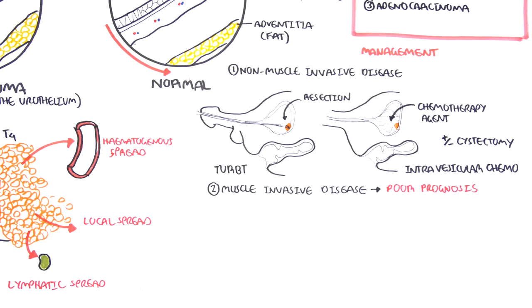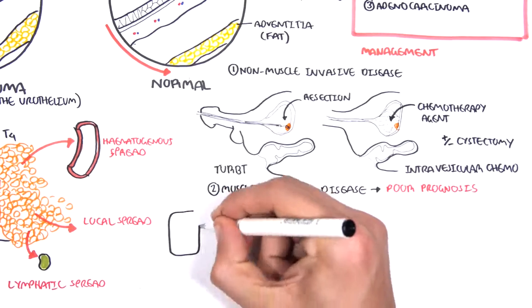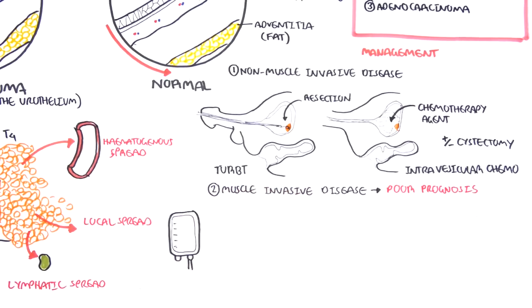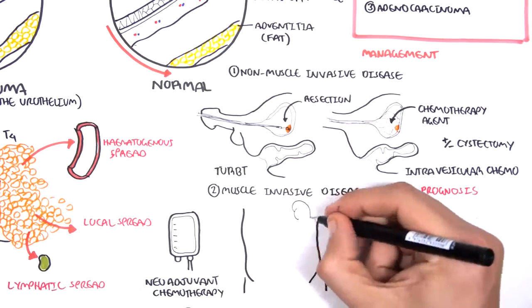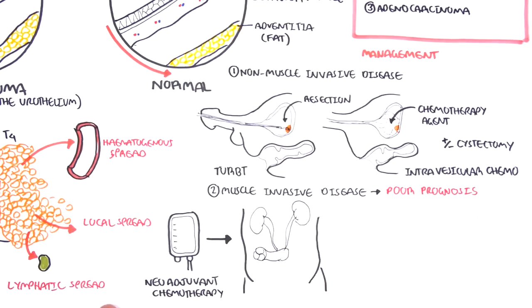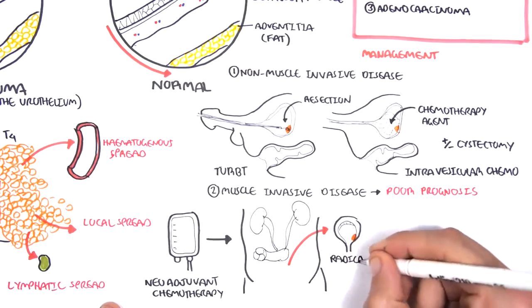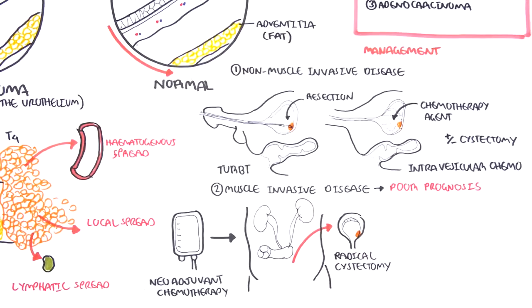Now let's focus on muscle invasive bladder carcinoma, which, as mentioned, has a poorer prognosis. Here, the patient undergoes neoadjuvant chemotherapy prior to surgery. Surgery will involve radical cystectomy, which is removing the bladder. This will be followed by urinary diversion, which is done in order to divert the urine flow elsewhere. And this can be done by taking part of the small intestine, joining it with the ureter, and creating a stoma. Or the ureter can drain into the large intestine.